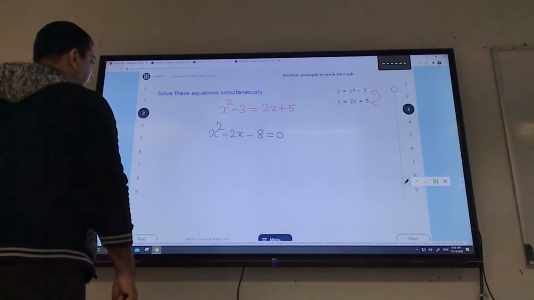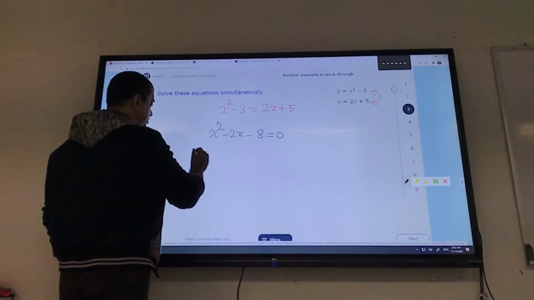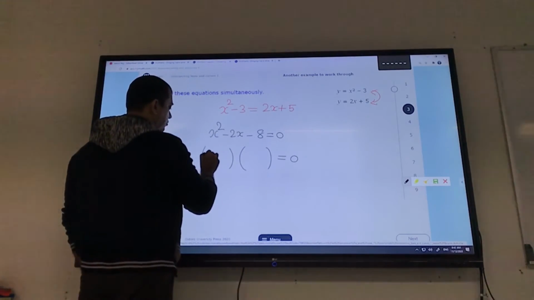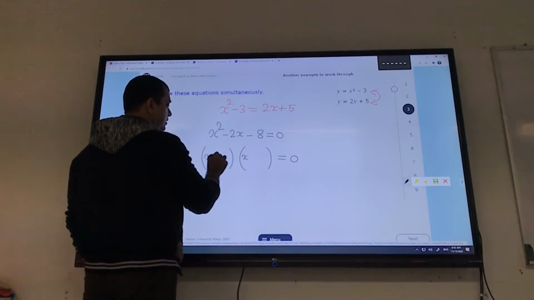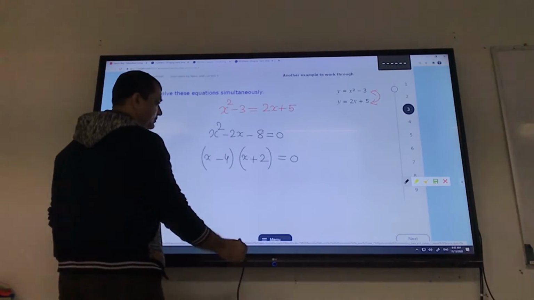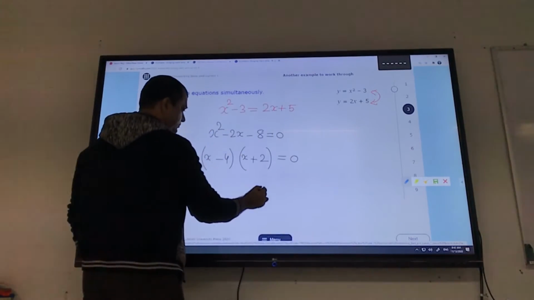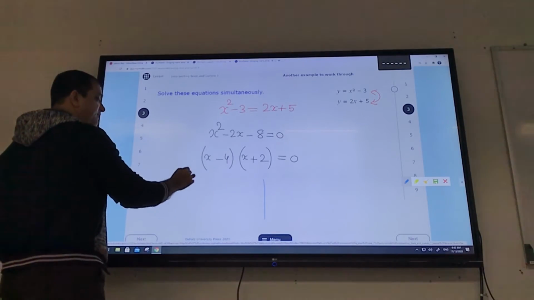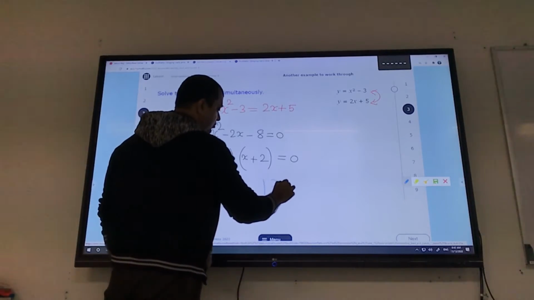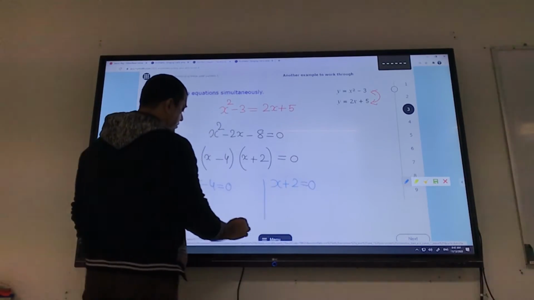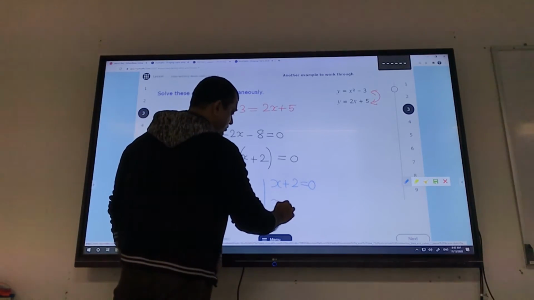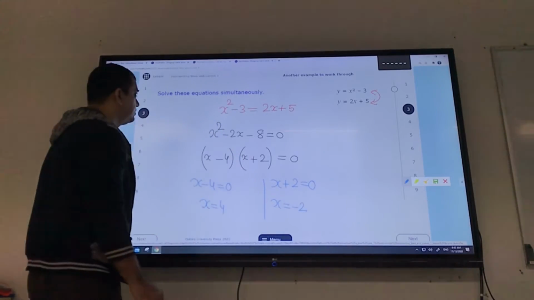What if I try to make factors? What should be the factors? Show me. What should be the factor? Minus 4 and plus 2. Perfect. Then partition. One factor equated 0 or the second factor equals 0. This will give us x equal to 4. This will give us x equal to minus 2.